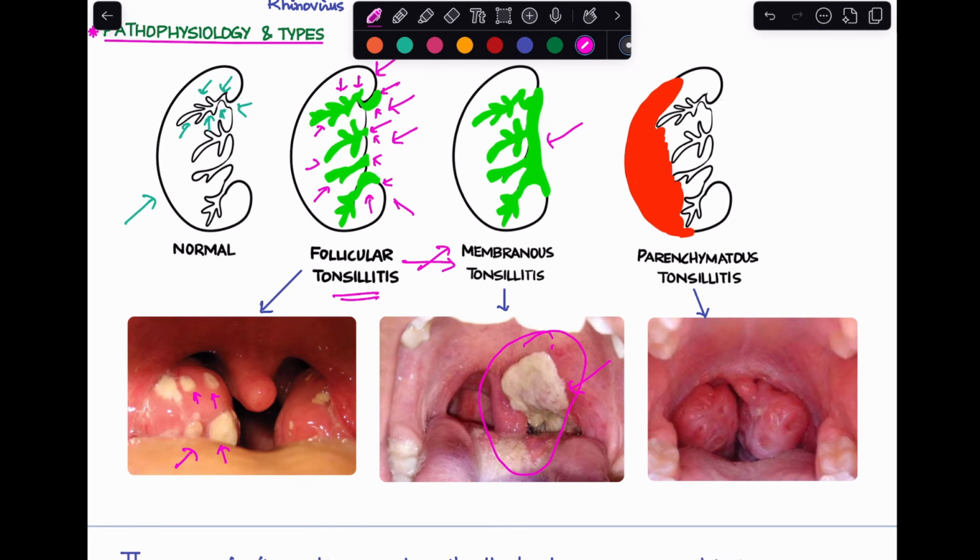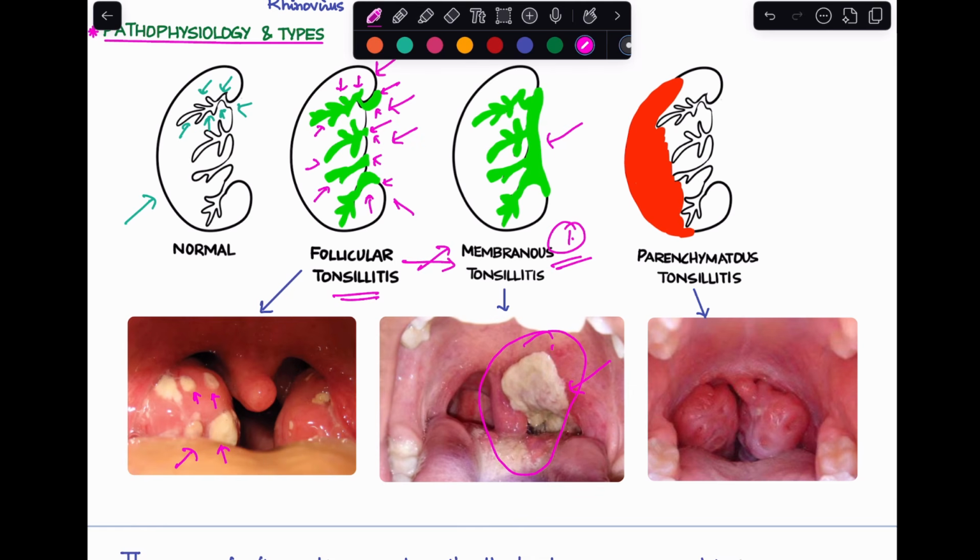Now, a very common question that you face in your vivas as well as in your theory exams, especially in undergraduation, is the differential diagnosis of membrane over tonsil. Acute membranous tonsillitis will be one of your differential diagnoses of membrane over tonsil. This is a topic I'll discuss in a separate video. You can check it out over there. So that's what acute membranous tonsillitis is. It is one stage ahead of follicular tonsillitis.